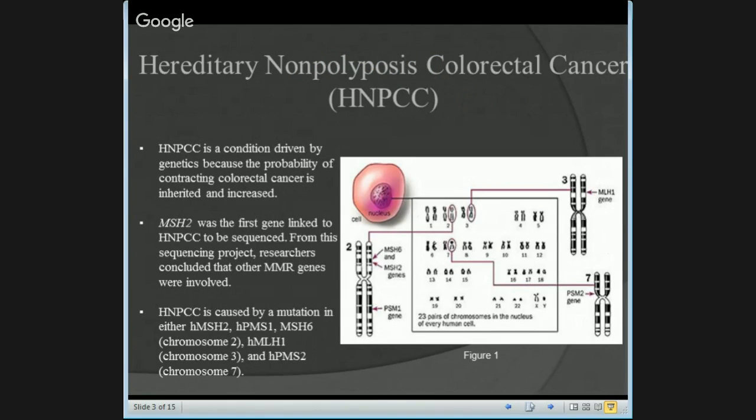HNPCC is a condition driven by genetics because the probability of contracting colorectal cancer is inherited and increased. MSH2 was the first gene linked to HNPCC to be sequenced. From this sequencing project, researchers concluded that other MMR genes were involved. HNPCC is caused by a mutation in either hMSH2, hPMS1, MSH6 on chromosome 2, hMLH1 on chromosome 3, and hPMS2 on chromosome 7. Figure 1 is a display of this.